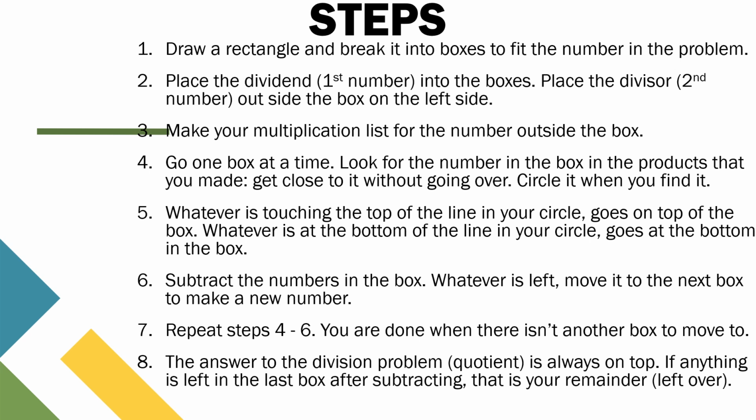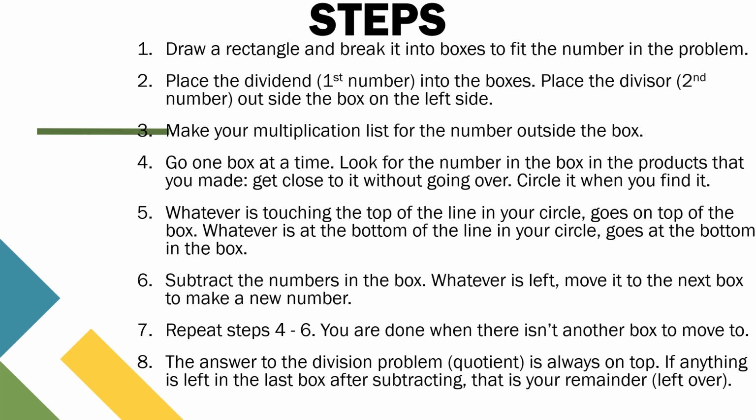that number goes on the side of your rectangle. Then you're going to make your multiplication list so that your answers will be right there in front of you. And we go one box at a time. The number that's in your box, you're looking for that number in your list of products that you've made without going over. So if you don't find that exact number, you need to get as close as you can without going over. Once you find what you need, you're going to circle it.